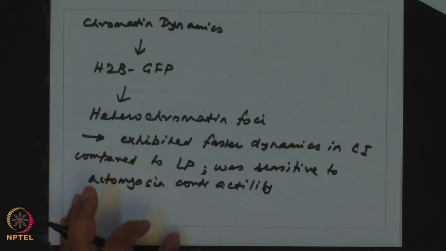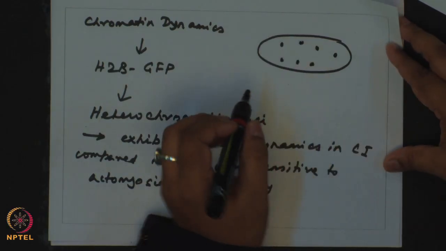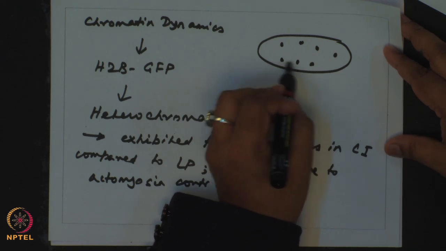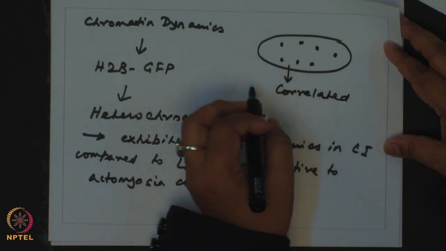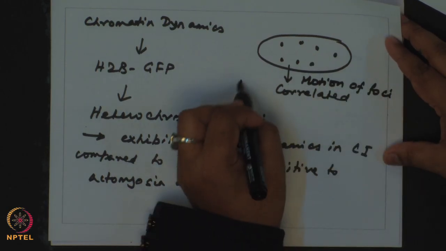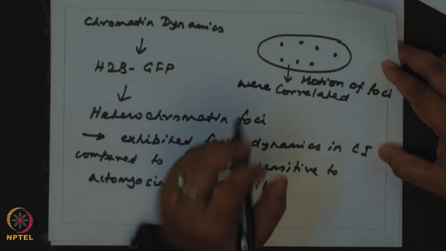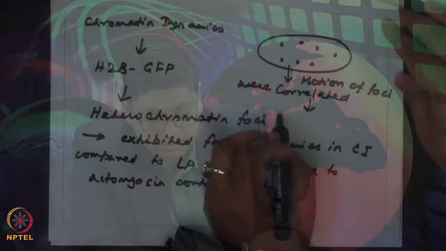Okay. One more thing that they found was within the same nucleus. If you have these multiple foci, they found that the motion of these foci was actually correlated. Okay. And the extent of correlation was perturbed when you treated them with drugs like cytochalasin or blebbistatin, but when you remove these drugs, the correlation is restored.